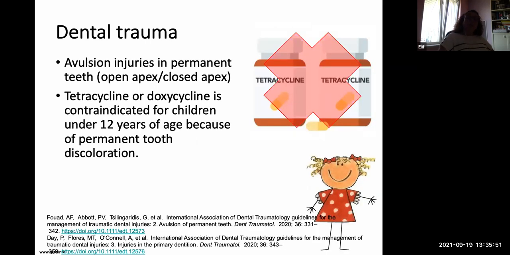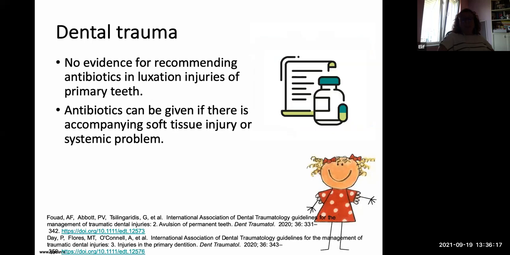In dental trauma, there are some cases where we prescribe antibiotics. We don't prescribe antibiotics in every case. We prescribe antibiotics in avulsion injuries of the permanent teeth. And in these situations, tetracycline or doxycycline is contraindicated for children under 12 years of age because we know its effect on permanent tooth discoloration. On the other hand, there is no evidence for recommending antibiotics in luxation injuries of primary teeth. Antibiotics can be given if there is accompanying soft tissue injury or systemic problem.